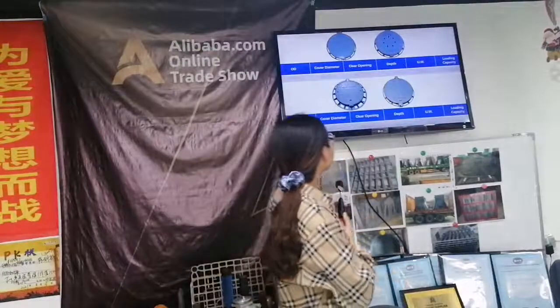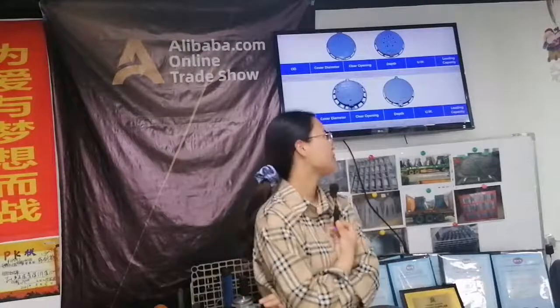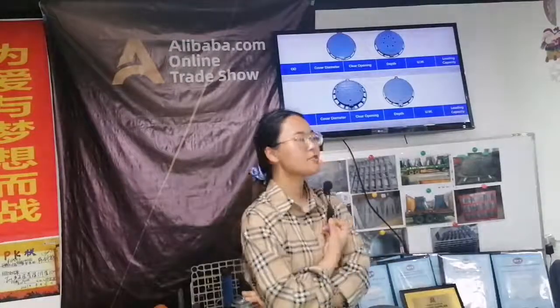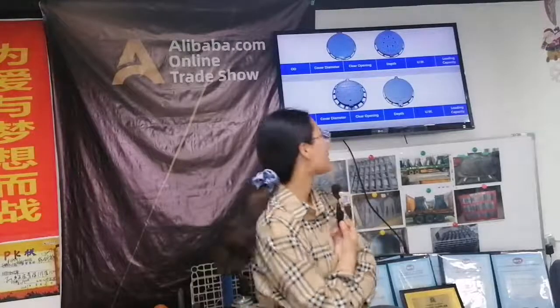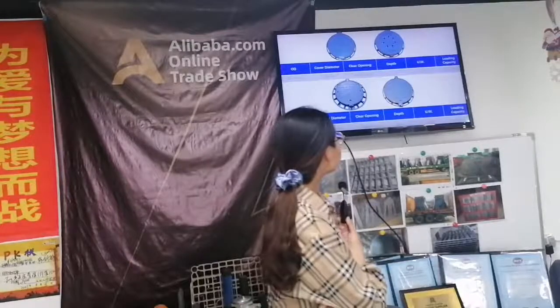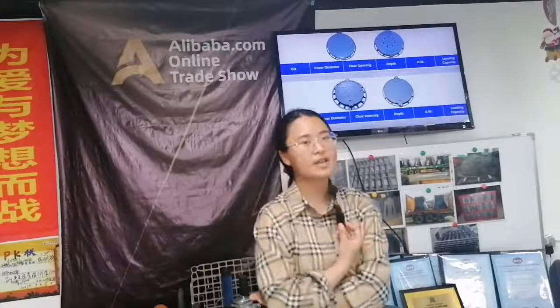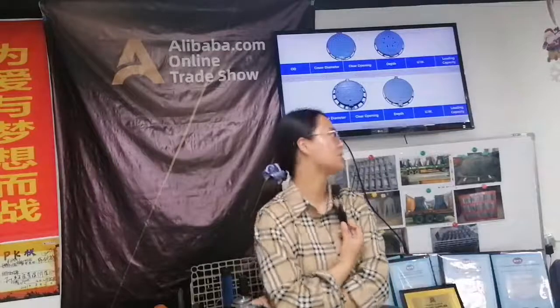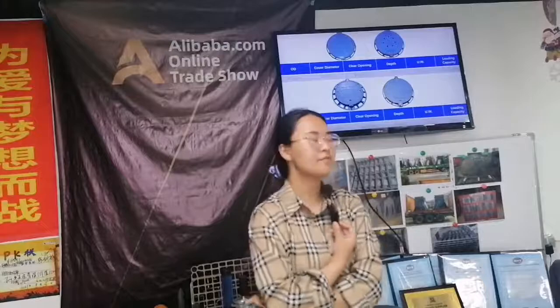For this one, the outer diameter is 850 millimeter. The cover diameter is 635 millimeter. The clear opening is 600 millimeter, and the depth for this one is 100 millimeter. The unit weight is about 65 kilogram.